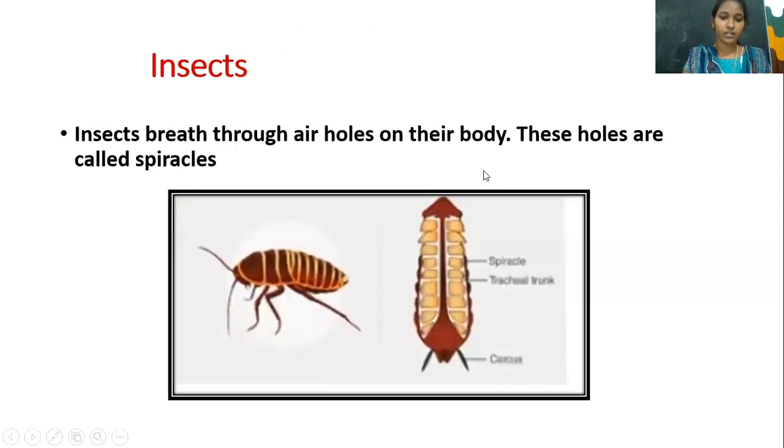Okay. Next, insects. Insects breathe through air holes on their body.